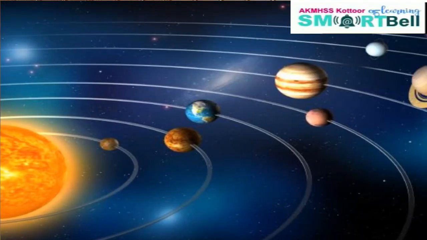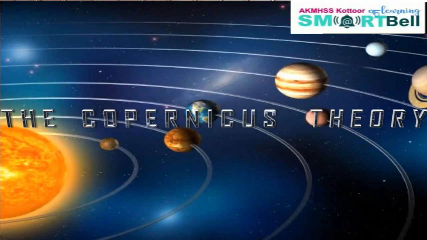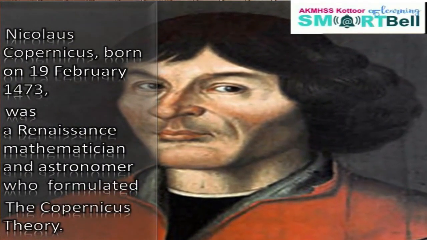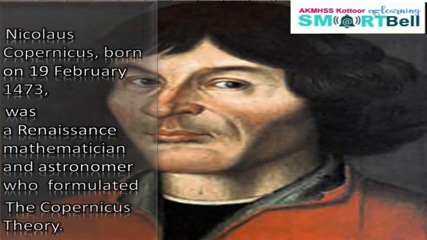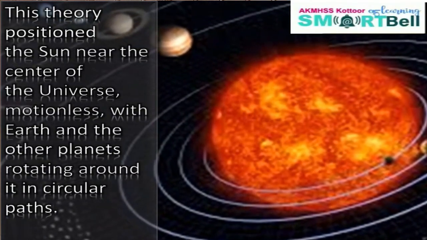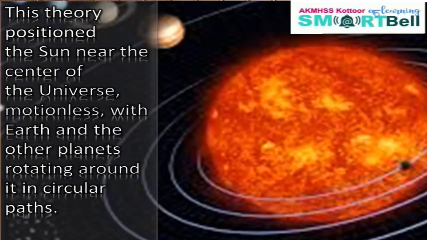In the Renaissance period, Copernicus put forward the theory of the solar system, or Copernicus theory. It means the ancient people believed that the Earth was the center of the universe. In the Renaissance period, that belief was proven wrong. Nicolaus Copernicus was a Renaissance mathematician and astronomer who formulated the Copernicus theory, or heliocentric theory. Copernicus announced that the Sun is the center of the planetary system and the Earth revolves around the Sun.